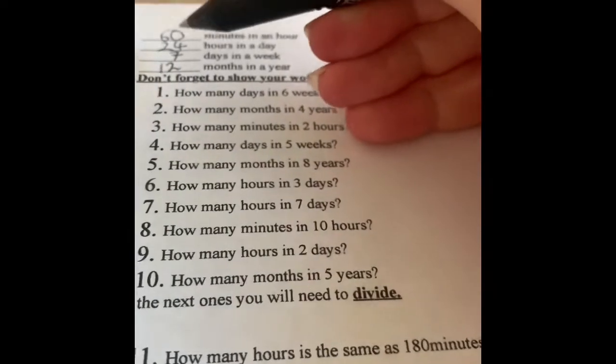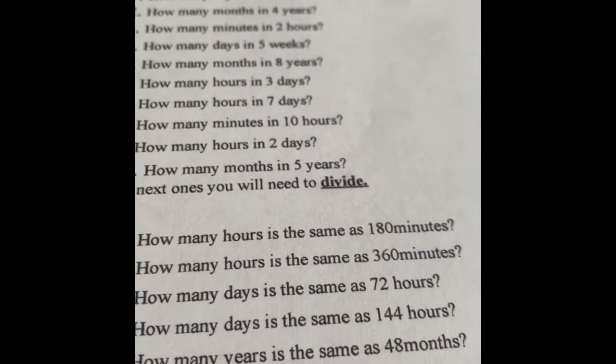So again, 24 hours in 1 day. So my number sentence will be 24 multiplied by 2. So again, I can set this out into my column. So I've got 24 timesing it by 2. 2 times 4 is 8. 2 times 2 is 4. So my answer is 48. Equals 48. And number 10, how many months in 5 years?